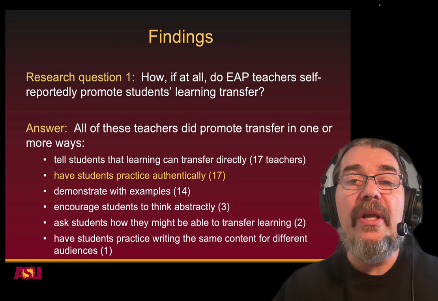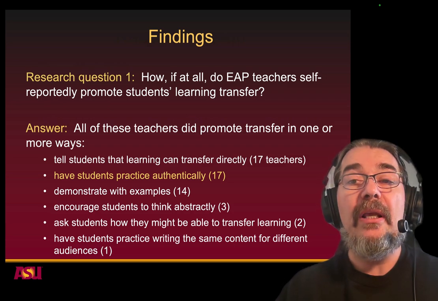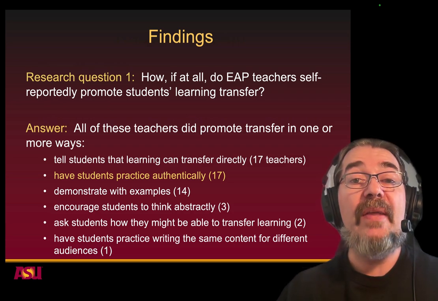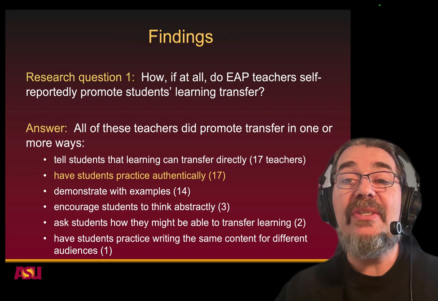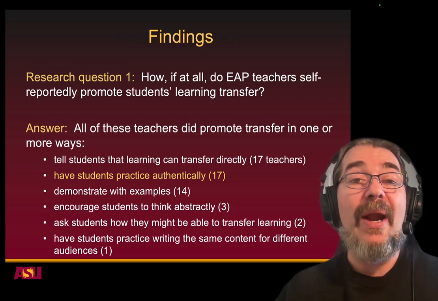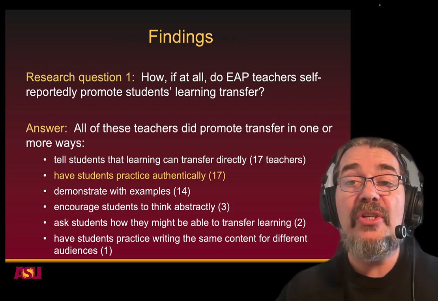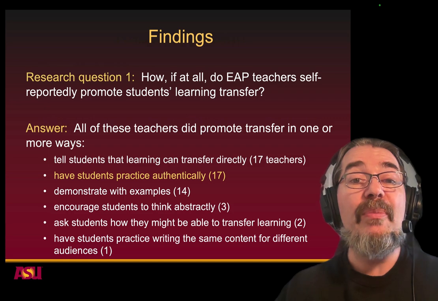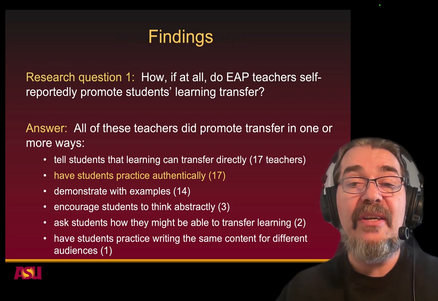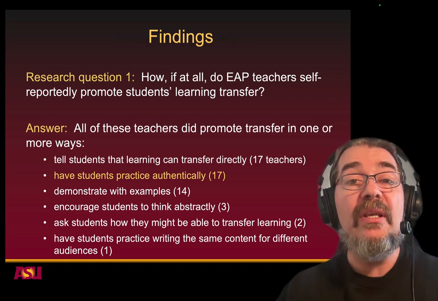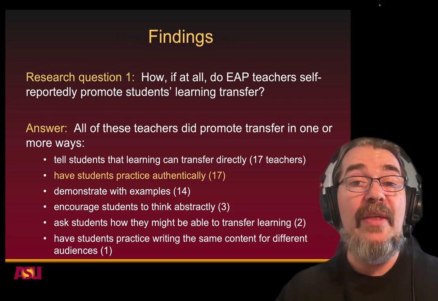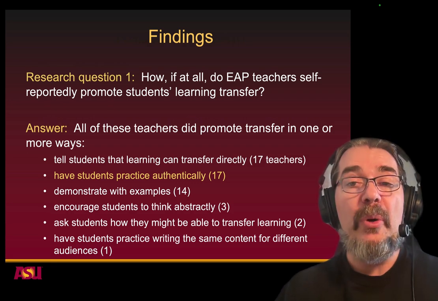The second category is having students practice authentically, and 17 of the teachers said they did this. In other words, these teachers said that they had students practice using their academic English knowledge and skills, in many cases with materials, topics, and activities that students would encounter outside the EAP course, for example, in their other courses or in their personal lives.